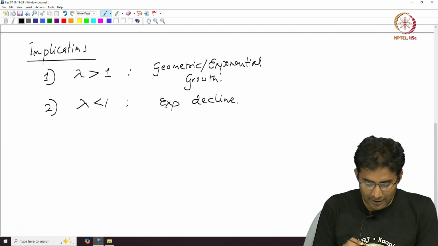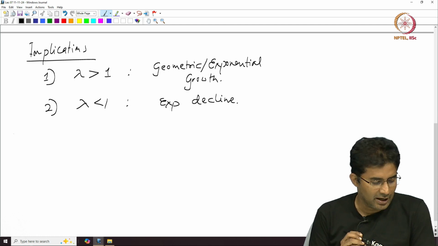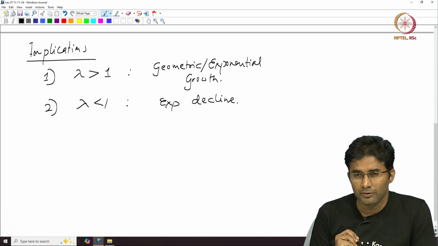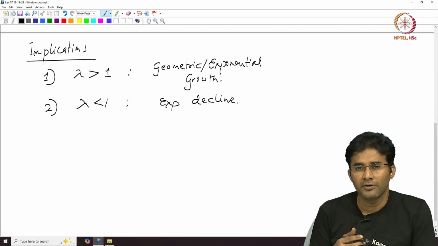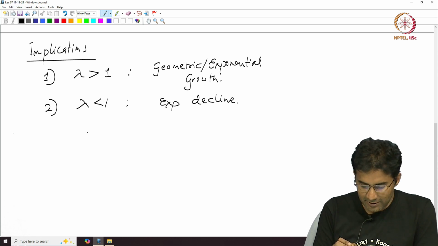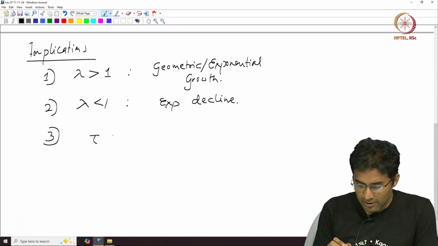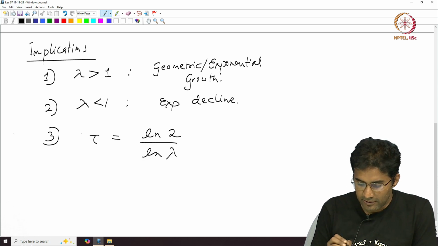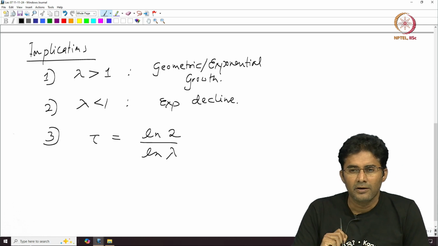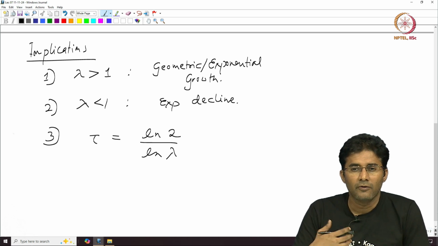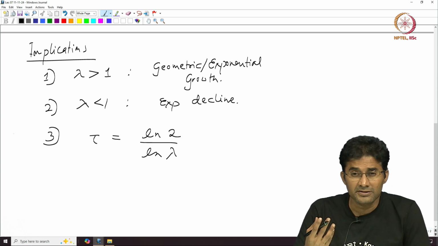Okay. And we also talked about doubling time. How much time does it take for a population to double for a given value of lambda, right. So it was given by this simple formula: tau is log 2 by log lambda. The larger the value of lambda, the smaller the doubling time. So the faster the given population reaches twice its size.